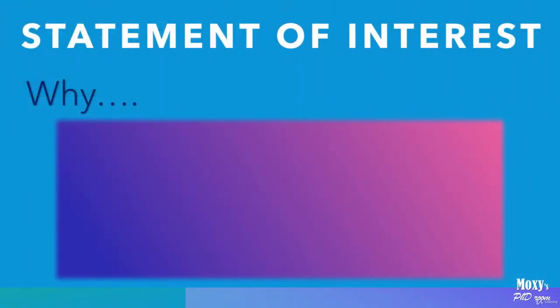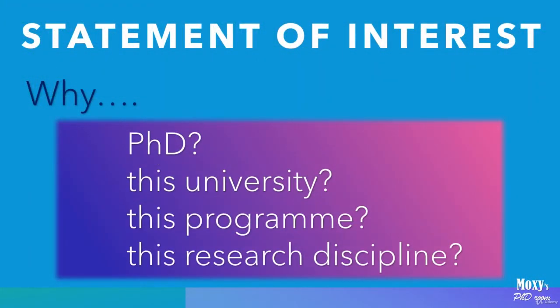If you are making an application for an MRes and PhD program, sometimes called a 1+3 PhD program, you have to write a statement of interest. I advise your statement to answer the following questions, such as why you are applying for a PhD, why you are applying for this program, why you are applying to this university and this research topic. Also state what you would like to gain from this PhD program.